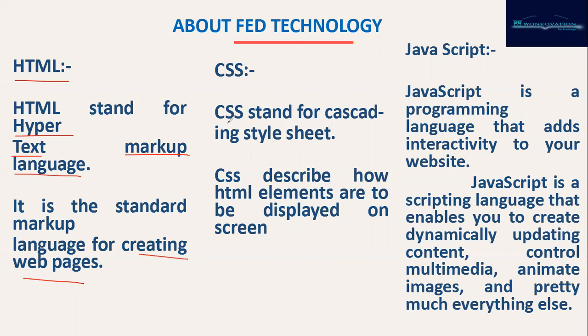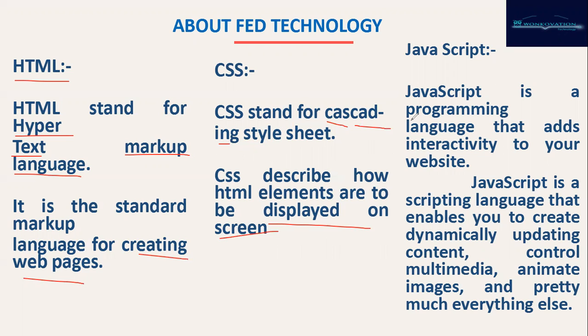Then CSS, what is CSS? CSS is cascading style sheet. CSS defines how the HTML is to be displayed. Basically, CSS is the beauty of a web page. How the content will be visible on the page, what color it should be, what is the size of that. All the things are covered in CSS.